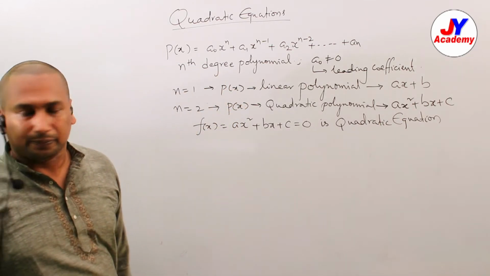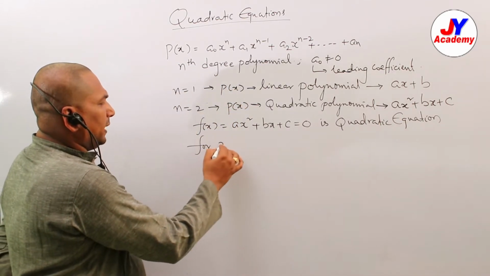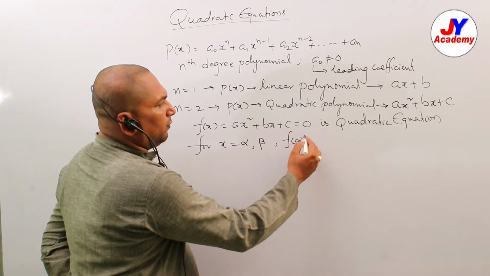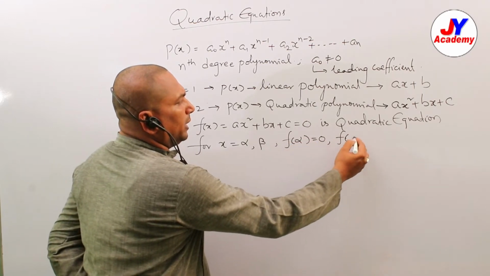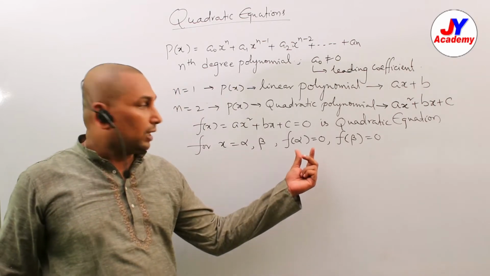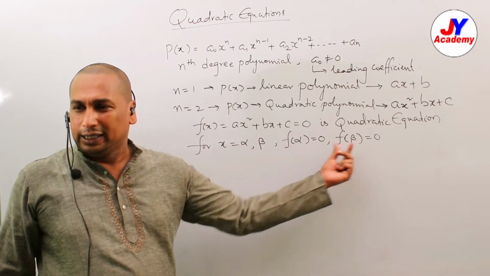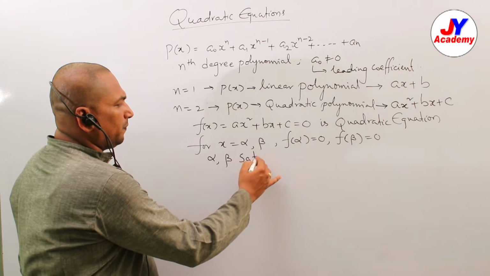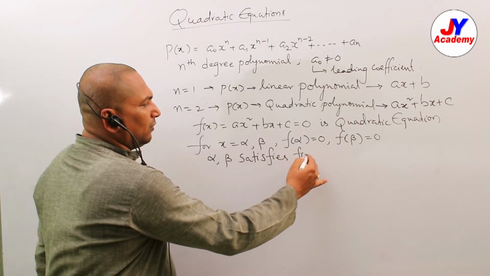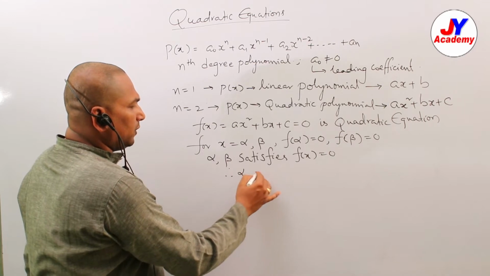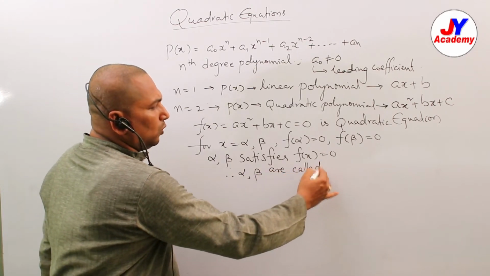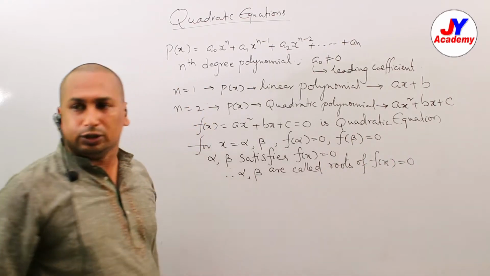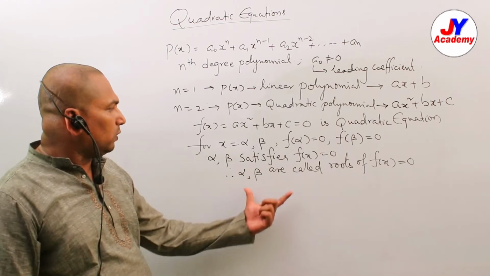Quadratic equation, right? For x is equal to alpha comma beta, f of alpha becomes 0, f of beta becomes 0. Means here alpha and beta satisfy f of x equal to 0. Therefore alpha comma beta are called roots of f of x is equal to 0. Okay? So now we are going to derive the roots.